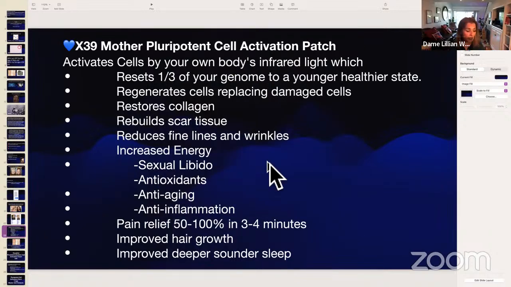So this is what the mother cell activation patch does. In the past, we've been able to say all sorts of great things, but right now the FDA is telling us we can't say that it resets a third of your genes to a younger, healthier state. We can't say that it regenerates. We can actually say that it regenerates cells, replacing damaged cells, that it restores collagen, rebuilds scar tissue.